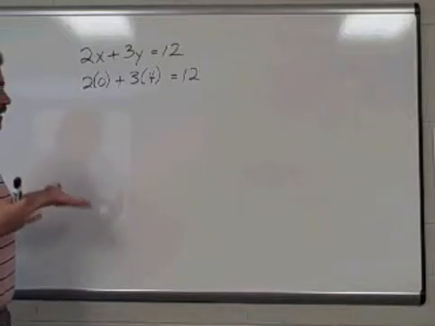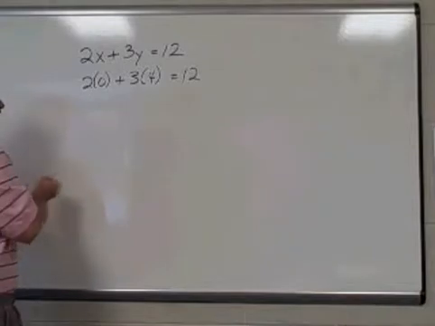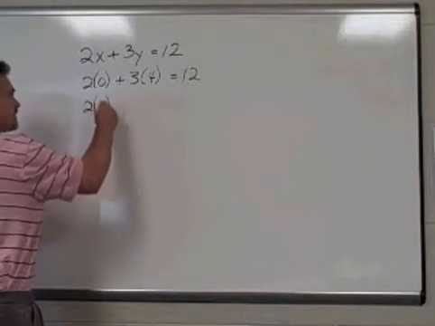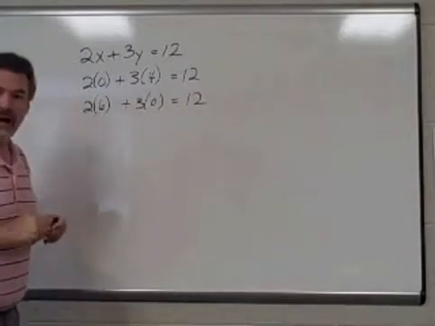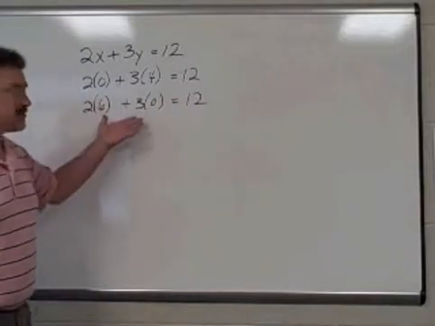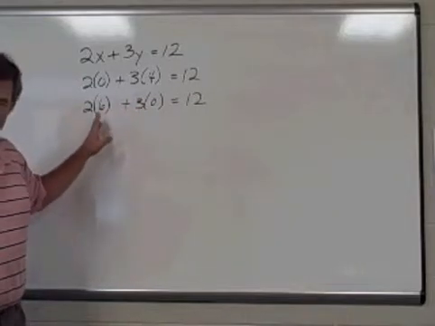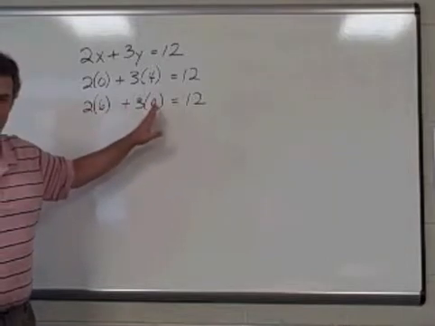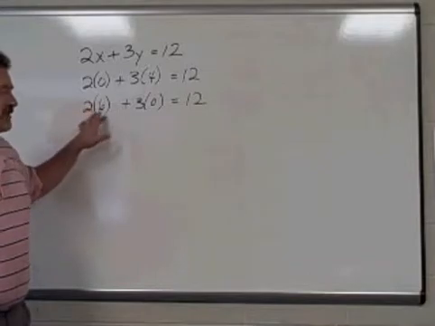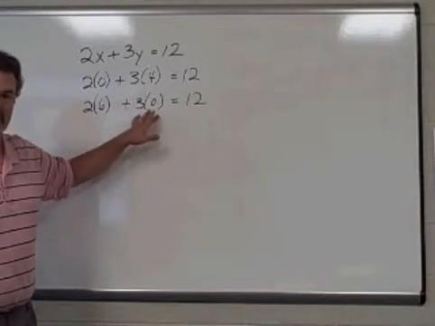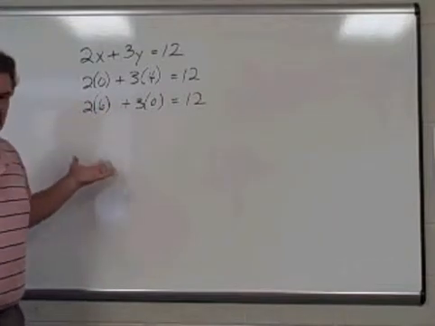So letting x be 0 and y being 4 would produce a solution to this equation for us. But that's not the only solution we could find for this equation. If I were to let x be 6 and let y be 0, I would also have a solution, because that particular pair of numbers, x being 6, y being 0, would make the left-hand expression become 12 as well. 2 times 6 is 12, plus 3 times 0 is 0, 12 plus 0 is 12. So we have a second solution to this equation.